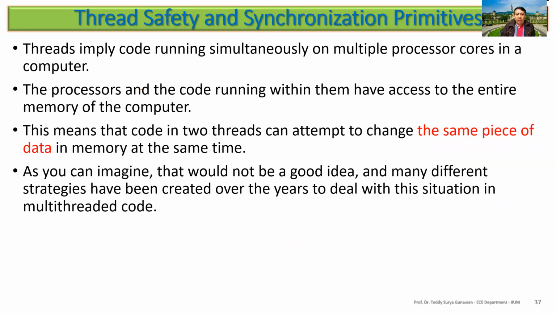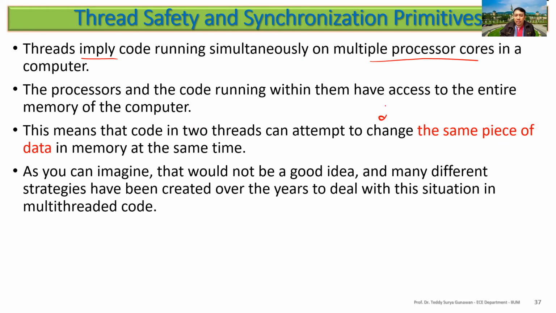So the threads imply code. This is implicit, not explicit, running simultaneously on multiple processor cores in a computer. On the fine grain, like using pthread, for example, you can assign this is on core number 1, this is on core number 2, and so on. But here in the Julia threading model, we just leave it to Julia to decide where the threads run. Is it on core number 1, core number 2, 3, or 4? What's the problem here?